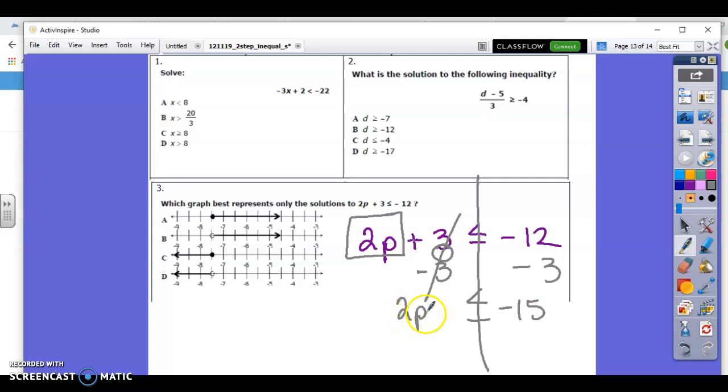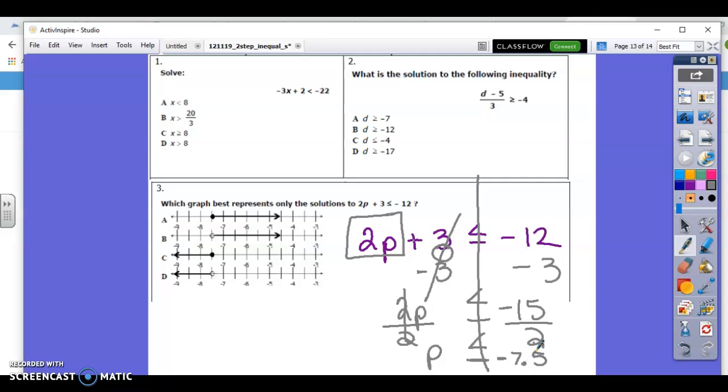2 times p, the opposite is divide by 2, and we're dividing by a positive on both sides, so we are not going to do anything with our inequality sign. We're going to leave it alone. So p is less than or equal to negative 7.5. And you can type that in your calculator just to make sure.